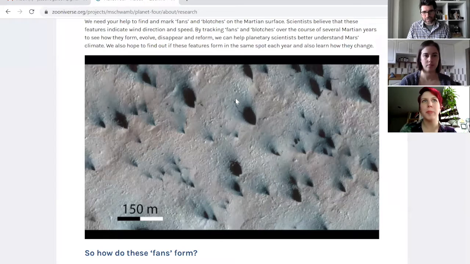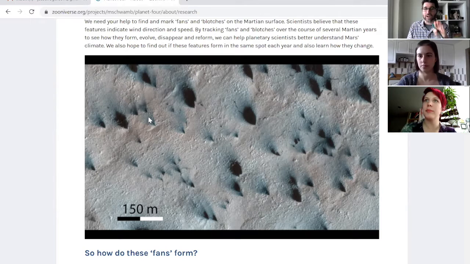features that look like this. I'm going to get back to this in a second. But there are a lot of pictures like this one that this project is about looking at, and getting people like you and me to go and look at these pictures of the surface of Mars. You can see the scale there. That's about 150 meters in size. And we're picking out features on the surface, and the features we're looking for are what they call fans and blotches.